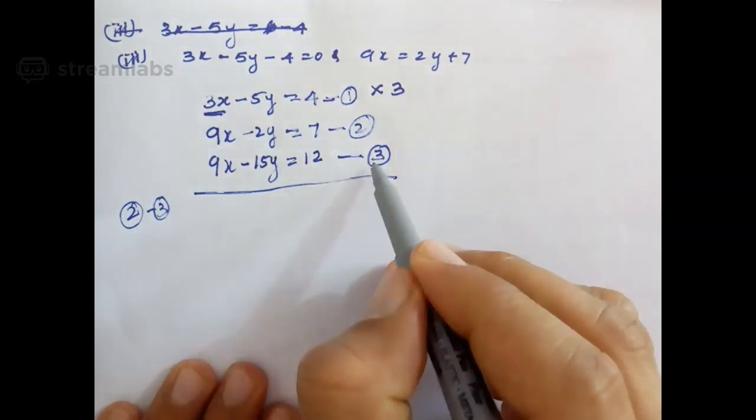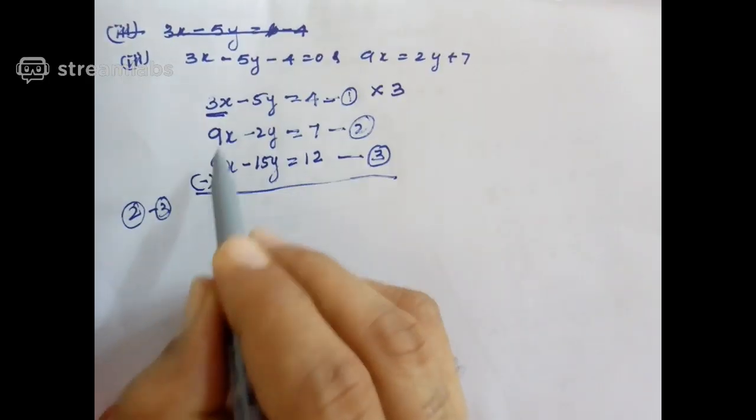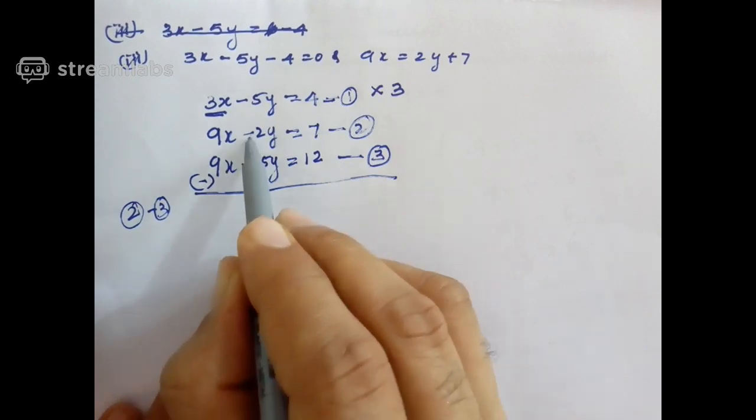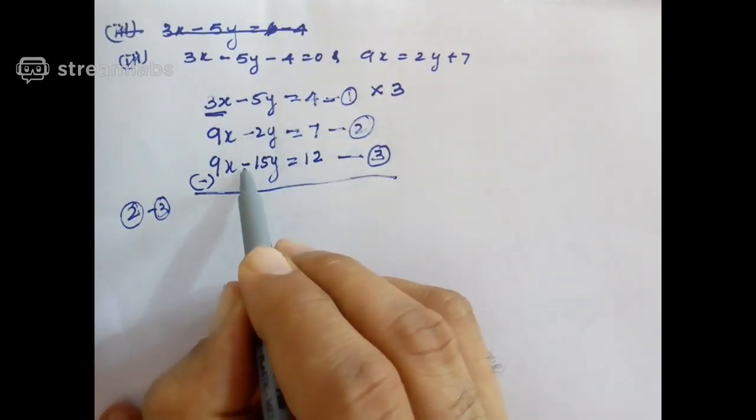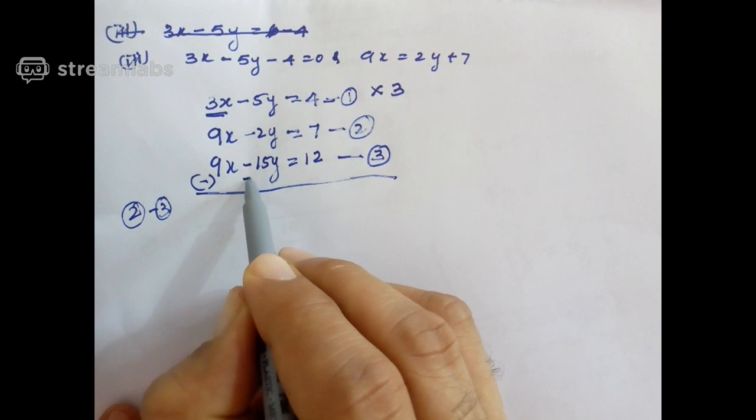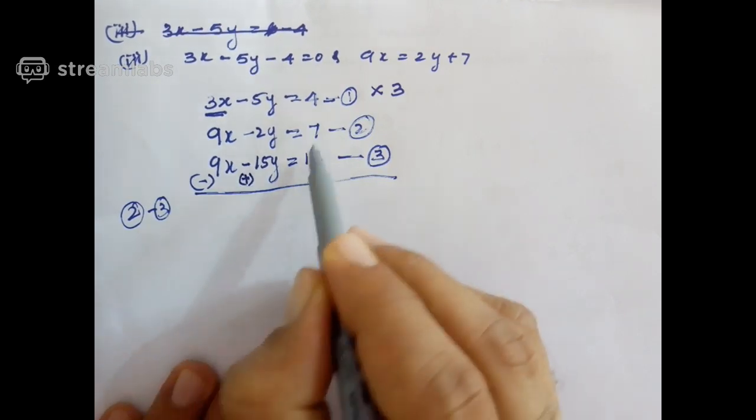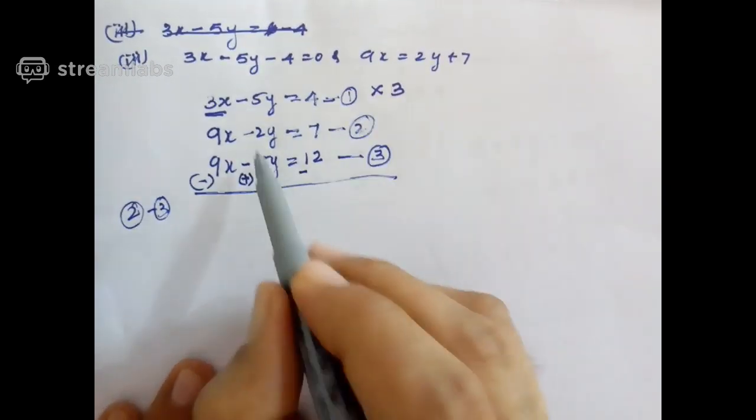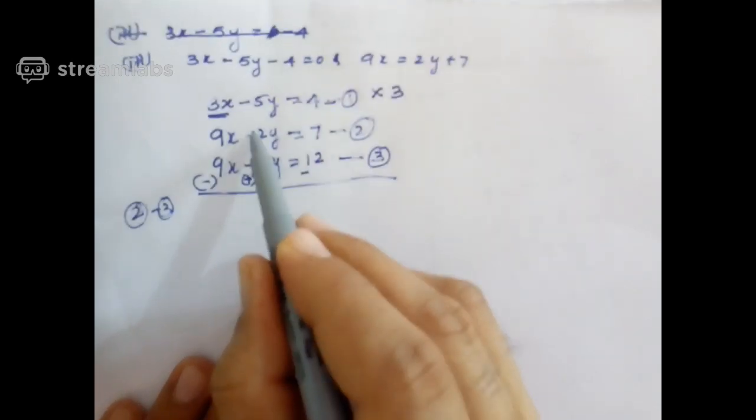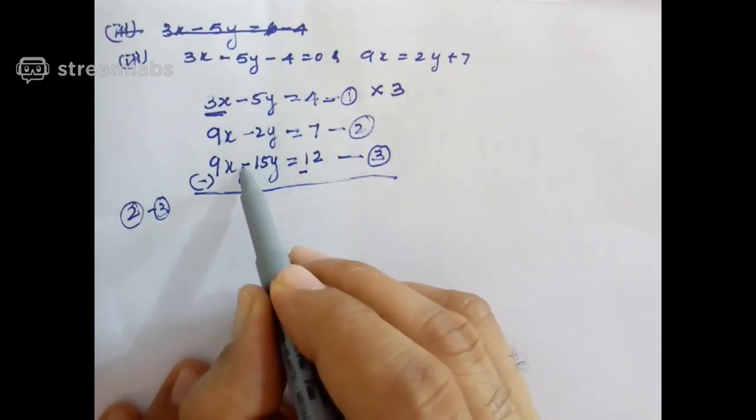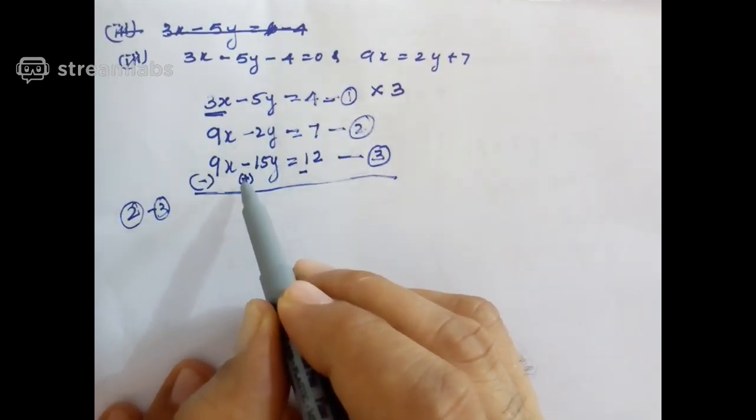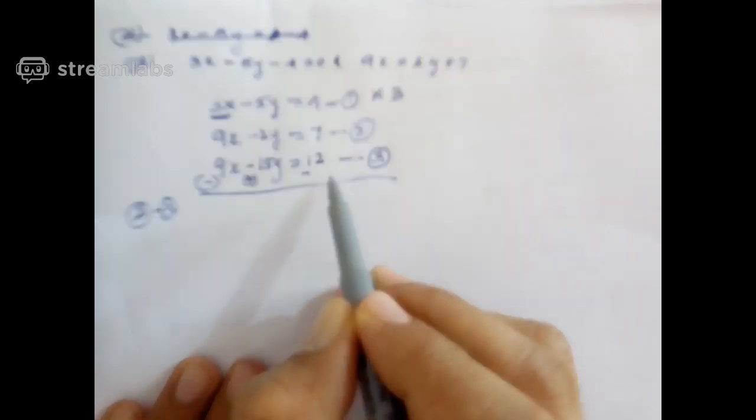So for 2 minus 3, you have to change the sign. 9x minus 9x, minus 2y minus of minus 15y. Change the sign. This becomes what? Plus. And 7 minus 12. Here you have to change the sign. Minus of minus, this is minus of minus, it becomes plus. Just change the sign throughout this.